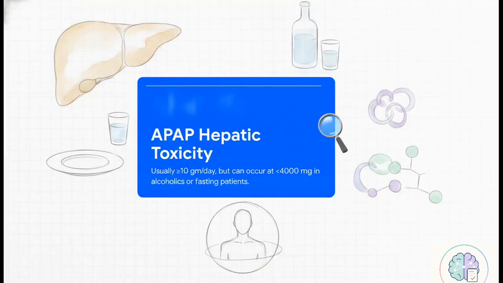We have to talk about hepatic or liver toxicity. Typically, getting liver toxicity from acetaminophen requires a massive dose, like over 10 grams a day. However, and this is a huge however, a fasting patient, a chronic alcoholic, or someone taking cytochrome P450 enzyme-inducing drugs can suffer severe, life-threatening liver damage at doses well below that standard 4,000 milligram limit. So you always have to look at the whole patient, right? Not just the drug itself.